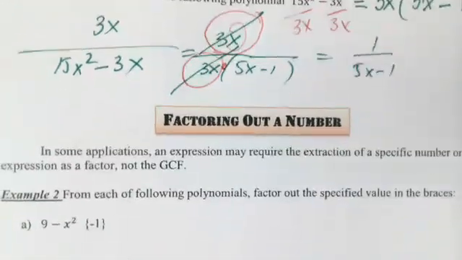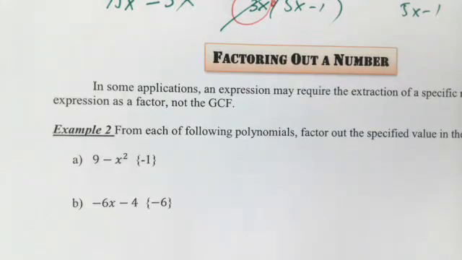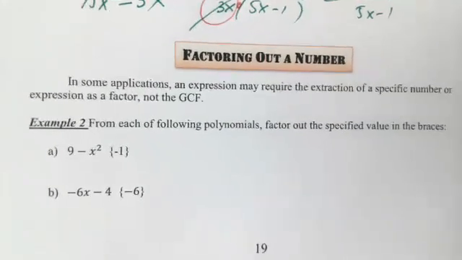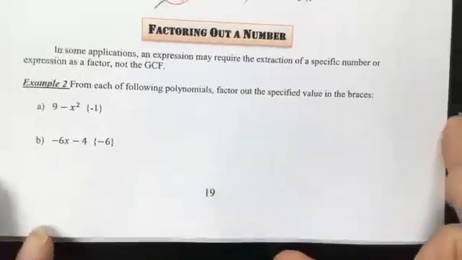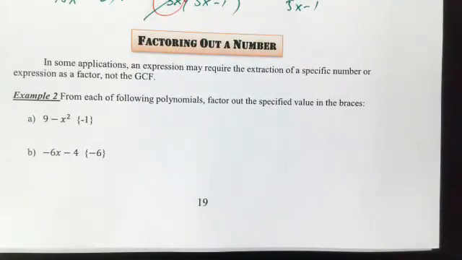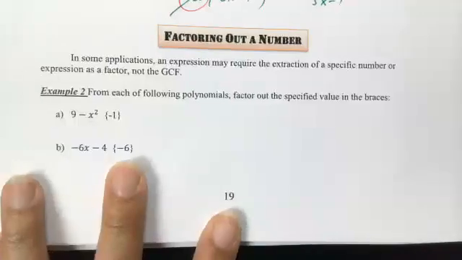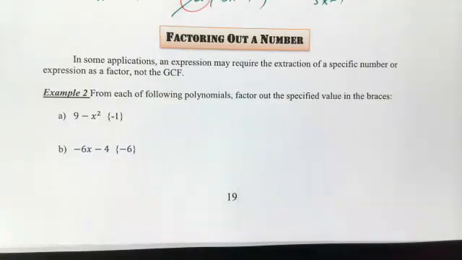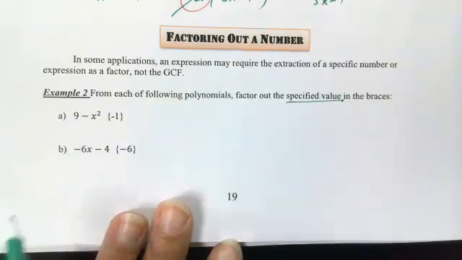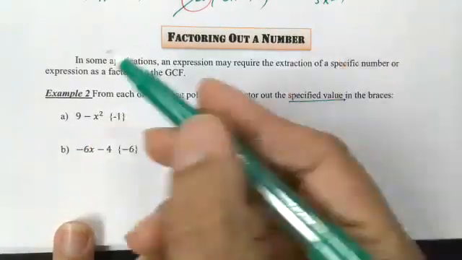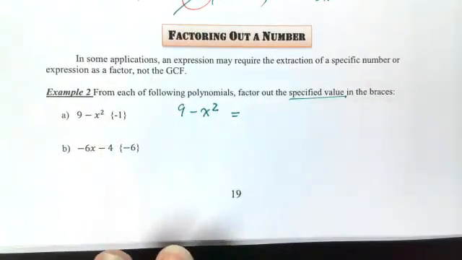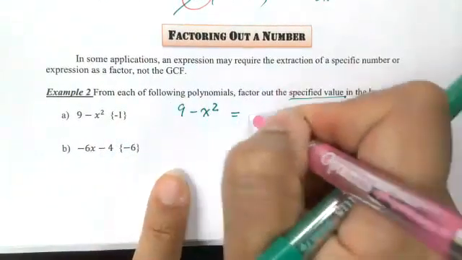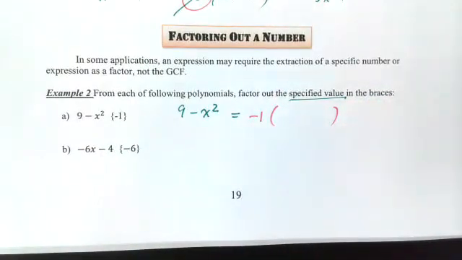Okay, now some situations require you to factor not the greatest common factor, but just a number. And we will see some of them later on. So in example 2, we're going to practice this skill. From each of these following polynomials, we're going to factor out the specified value in the braces. So from the expression 9 minus x squared, I'm told take out negative 1. There you go. I took out negative 1.